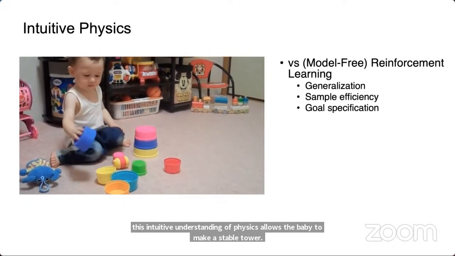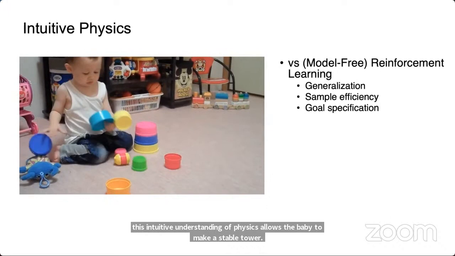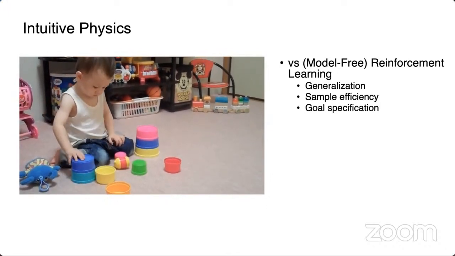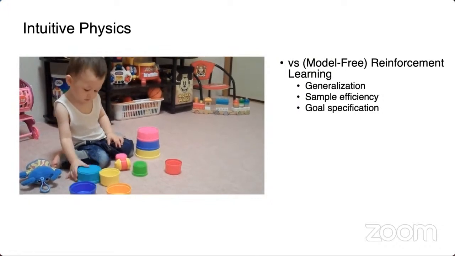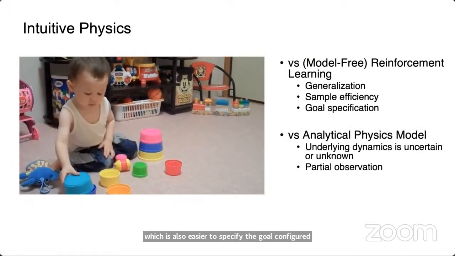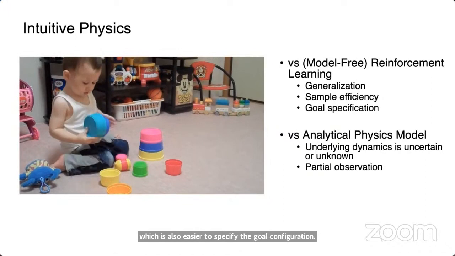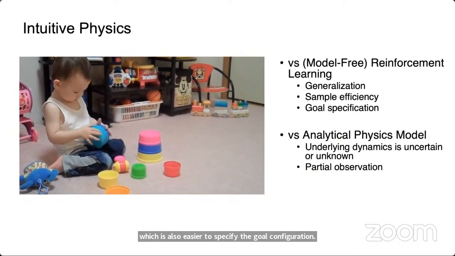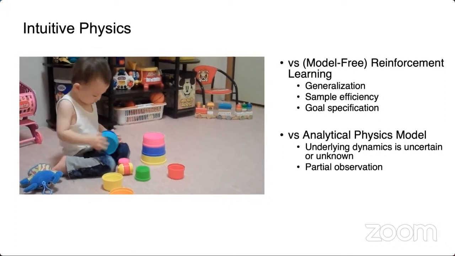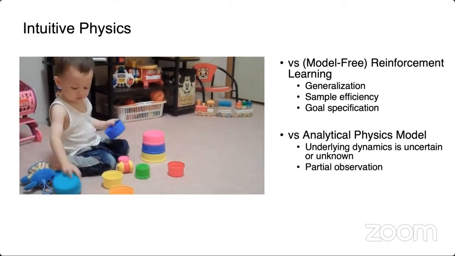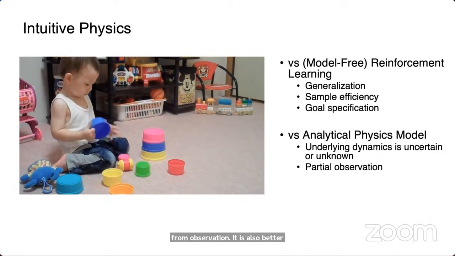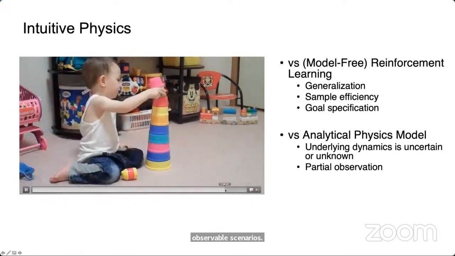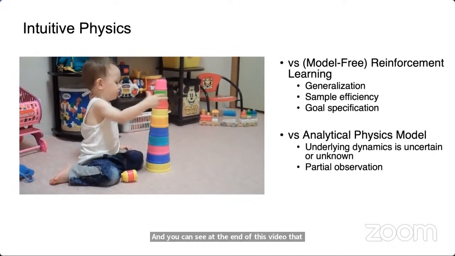When compared with model-free reinforcement learning, using a learning-based intuitive physics model can give us better generalization ability and sample efficiency, which is also easier to specify the goal configuration. When compared with analytical physics models, the route of learning an intuitive physics model can handle cases where the underlying dynamics are uncertain or unknown. Because we learn the model directly from observation, it is also better suited for partially observable scenarios. And you can see at the end of this video, the baby successfully made a stable tower.